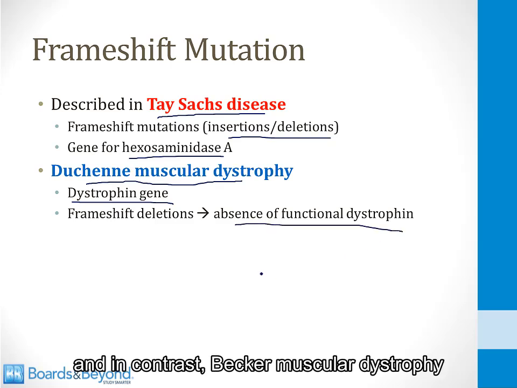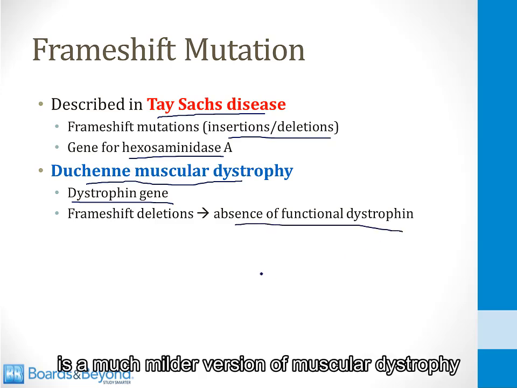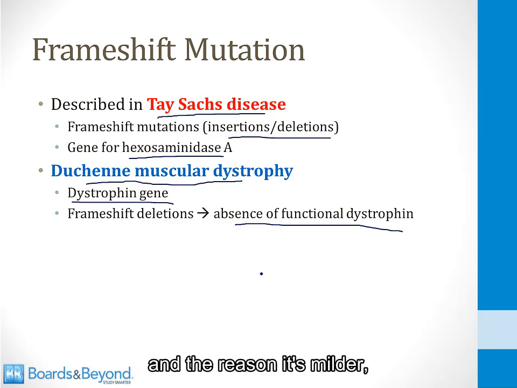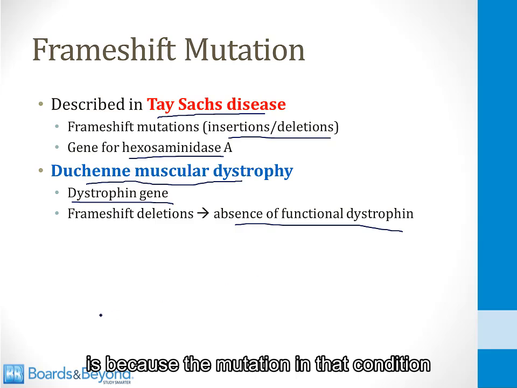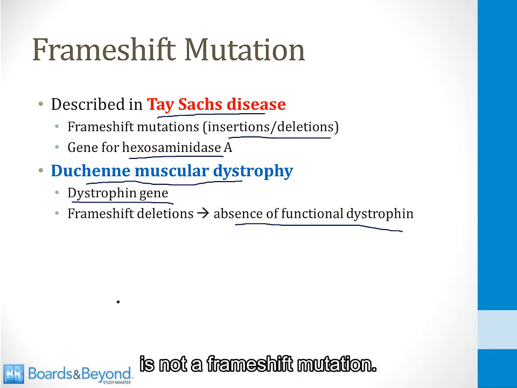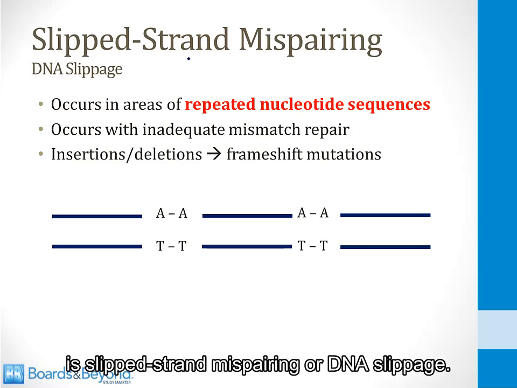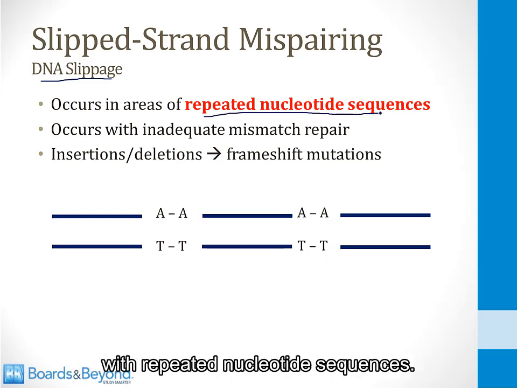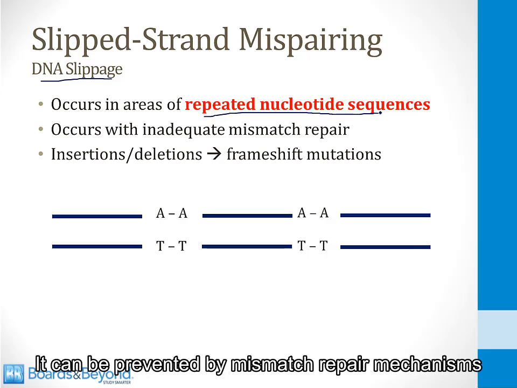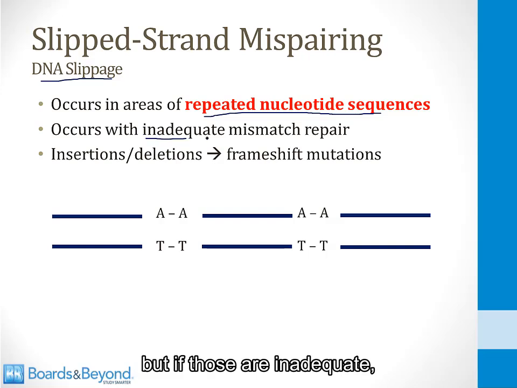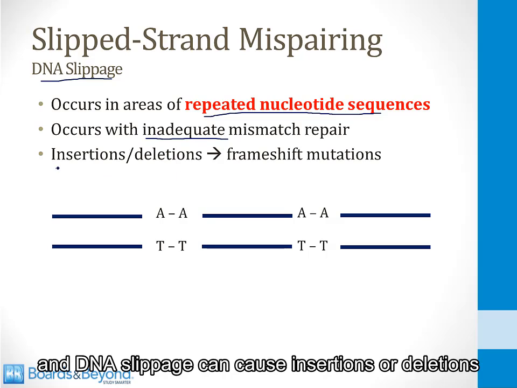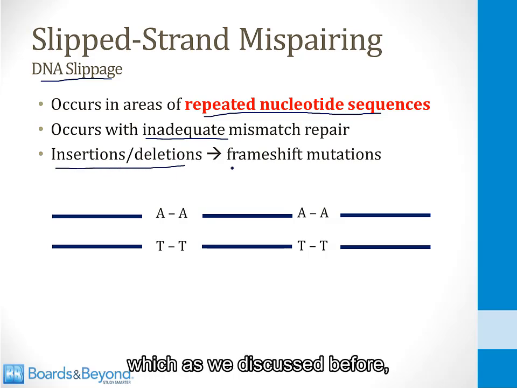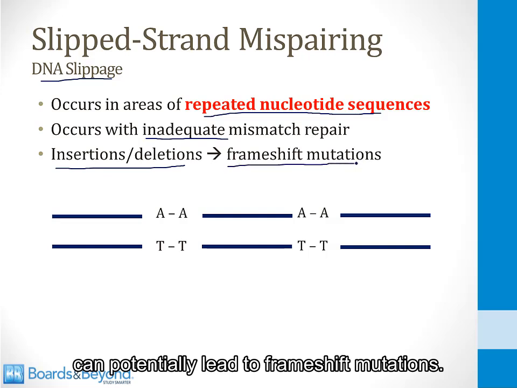In contrast, Becker muscular dystrophy is a much milder version of muscular dystrophy, and the reason it's milder is because the mutation in that condition is not a frameshift mutation. The final topic for this video is slip strand mispairing, or DNA slippage. This is a phenomenon that occurs in segments of our genome with repeated nucleotide sequences. It can be prevented by mismatch repair mechanisms, but if those are inadequate, this can lead to DNA slippage. And DNA slippage can cause insertions or deletions, which, as we discussed before, can potentially lead to frameshift mutations.